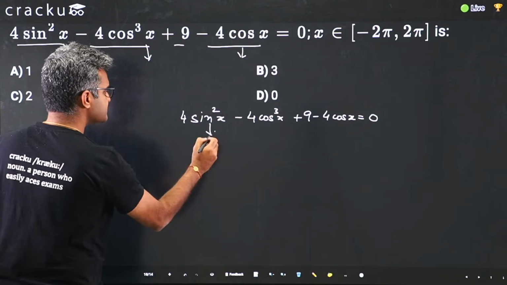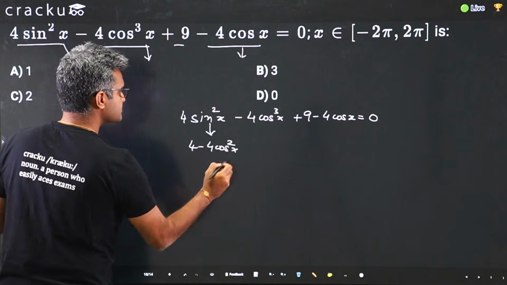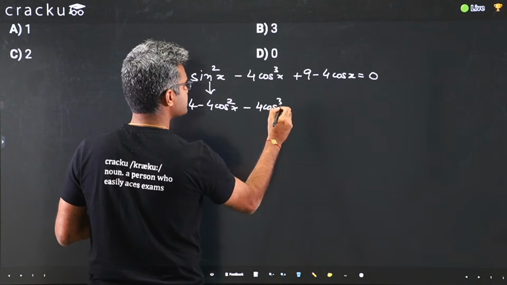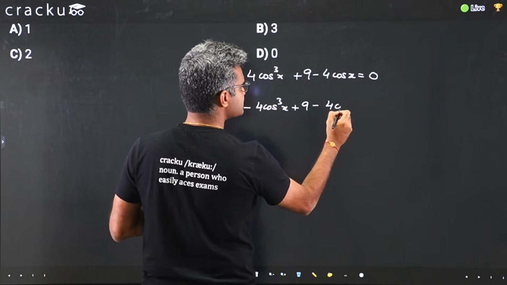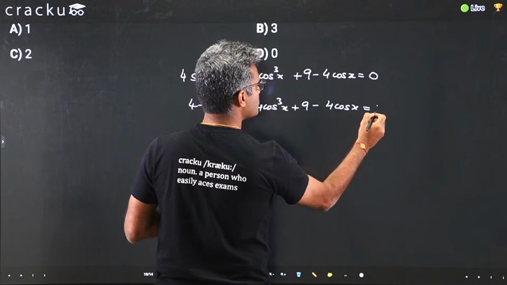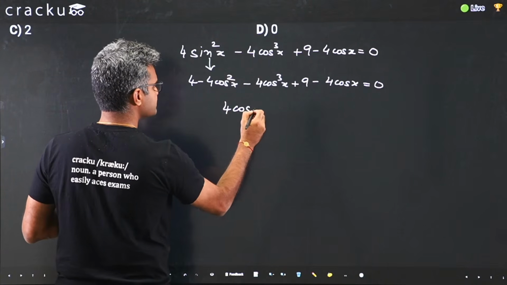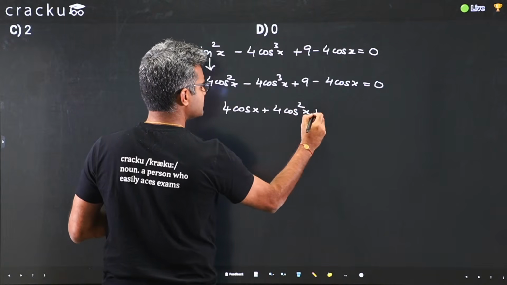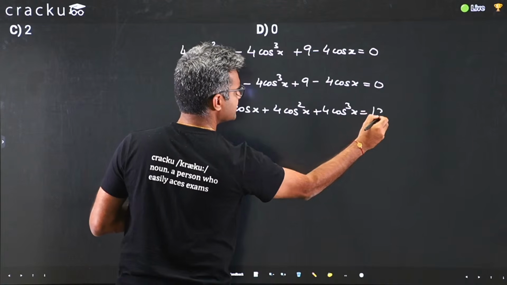4 sin square x is 4 minus 4 cos square x. So 4 minus 4 cos square x minus 4 cos cube x plus 9 minus 4 cos x is equal to 0. So the equation we are going to get is 4 cos x plus 4 cos square x plus 4 cos cube x is equal to 13.